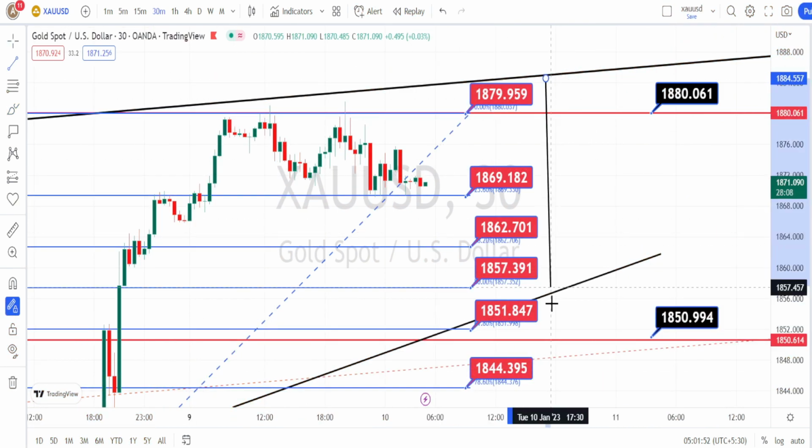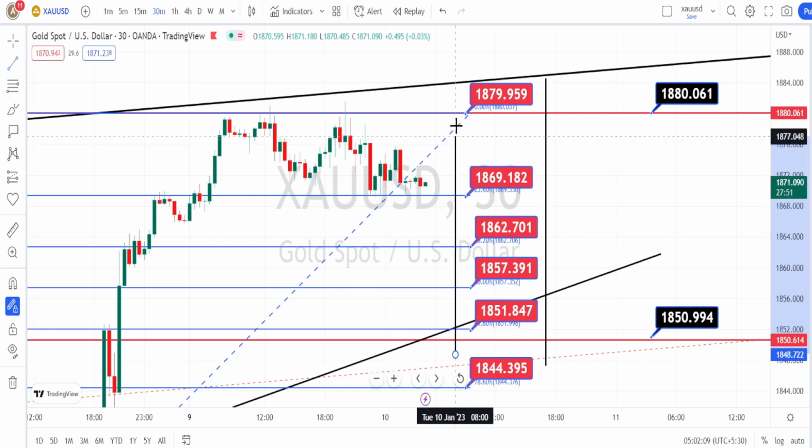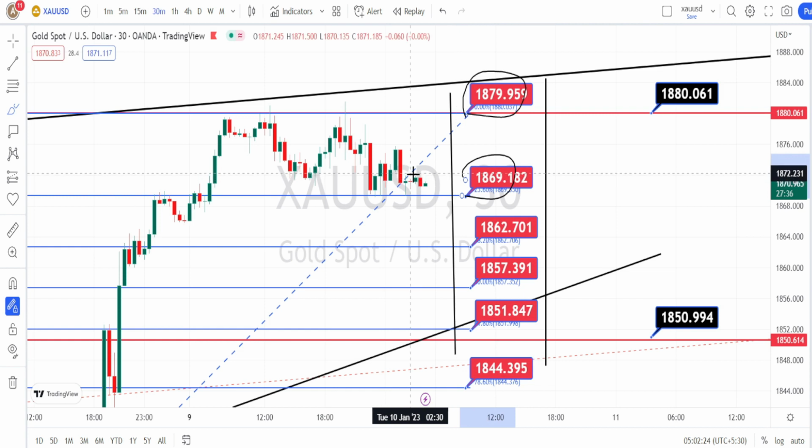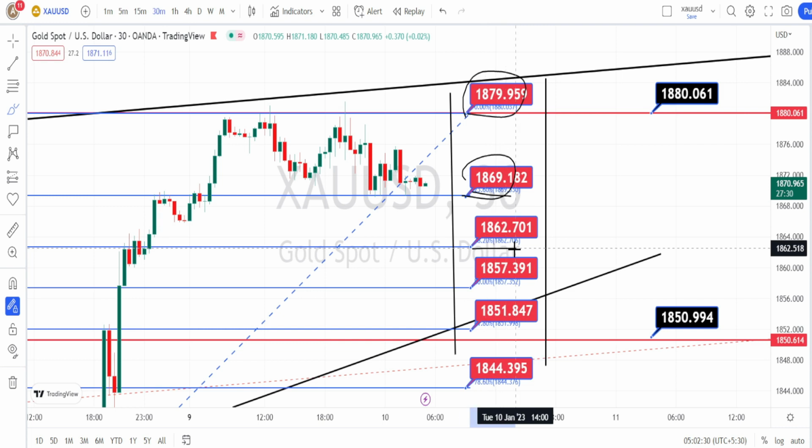So the values within these red color boxes are the resistance and support levels for the 30 minutes time frame. Currently the price action is trading between the resistance level of 1880 and support level of 1869. Once the price action breaks the support level of 1869, the next level of support is going to be around 1862, 1857, 1851, 1850 and 1844.